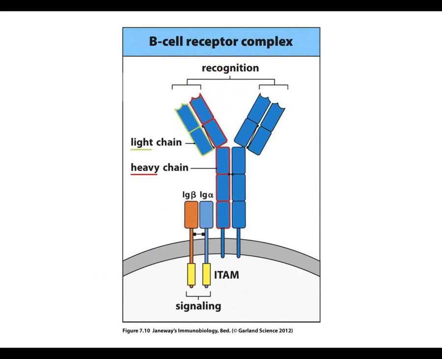Similarly, the B-cell receptor has a very limited intracellular portion. The extracellular portion, of course, is very important. It recognizes the antigen. B-cell receptors are in close proximity to Ig-alpha and Ig-beta, which actually contain the ITAMs for signaling.